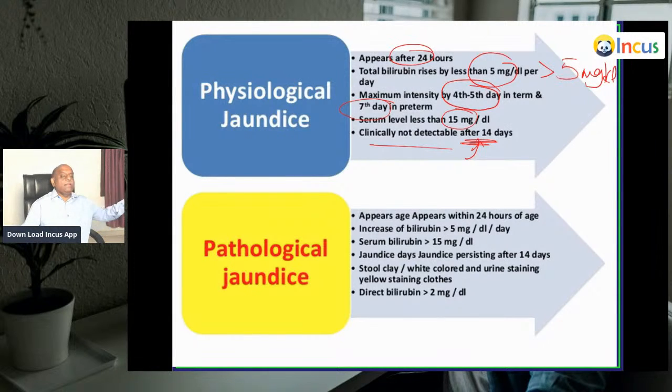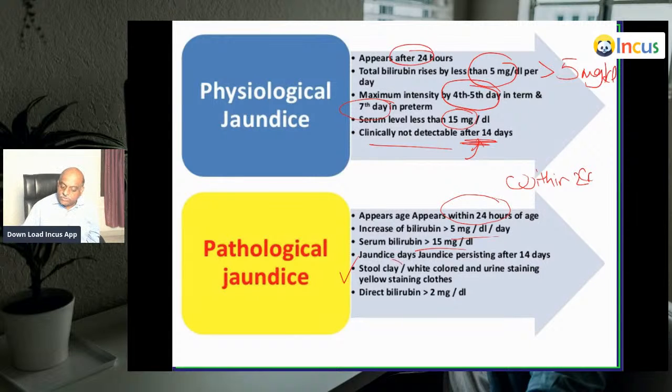Whereas pathological jaundice appears within 24 hours. Within 24 hours, please don't forget. And the rise can be more than 5 milligram per deciliter. Serum bilirubin can go beyond 15 milligram per deciliter. And physiological jaundice persisting after 14 days is also considered to be pathological.